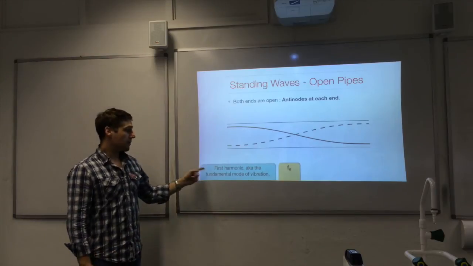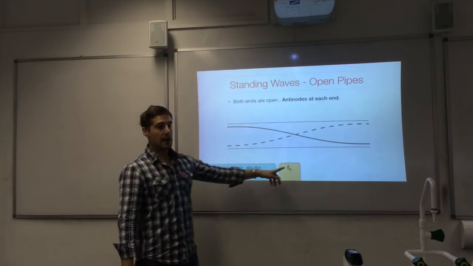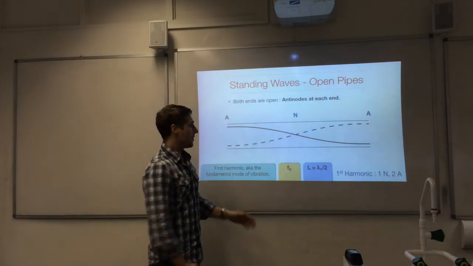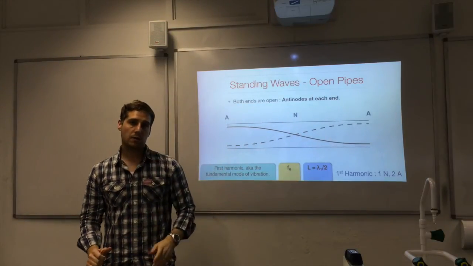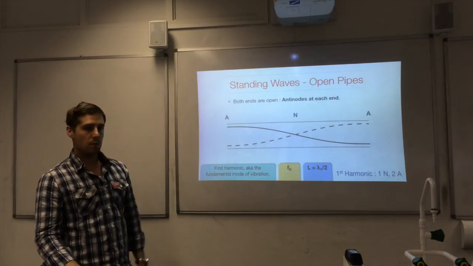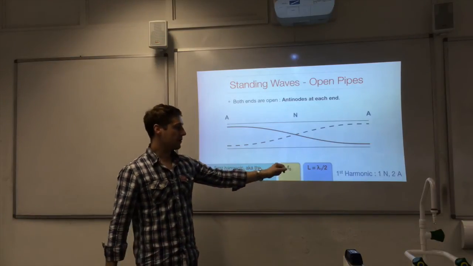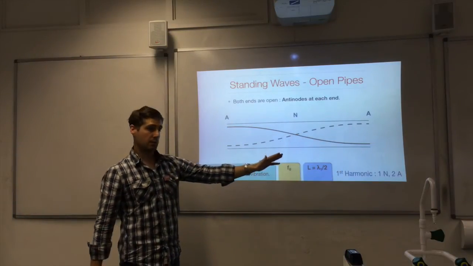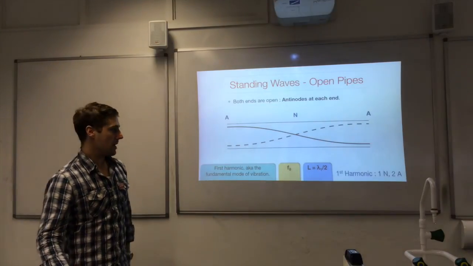The first harmonic, which is also known as the fundamental mode of vibration, occurs at F0. We just said we've got an antinode, node and an antinode, so that's half the wavelength. So L, the length of the pipe, is equal to the wavelength over 2. When the first harmonic occurs, we have one node and 2 antinodes. So first harmonic, one node, and then you've got +1 antinode.